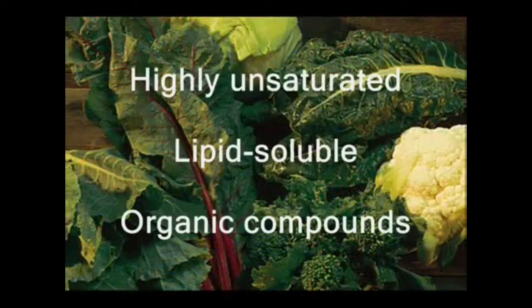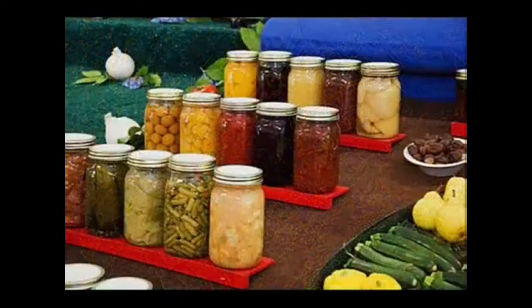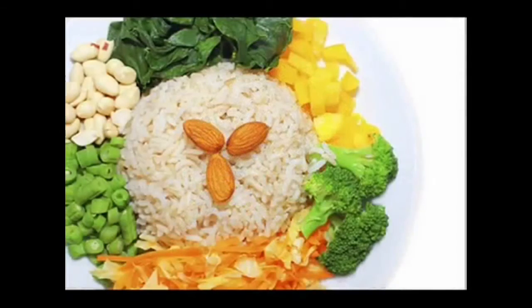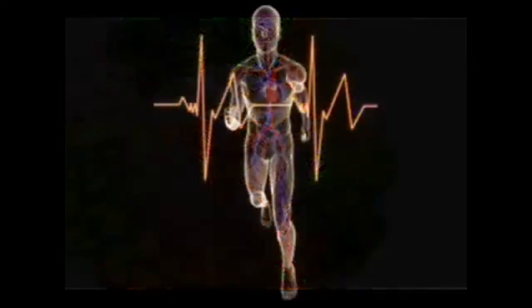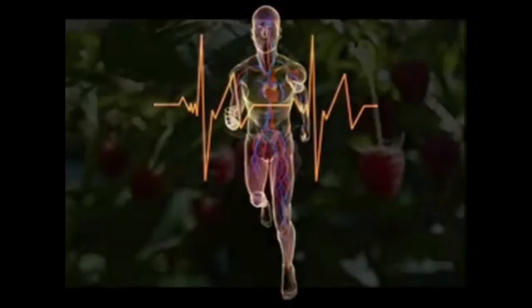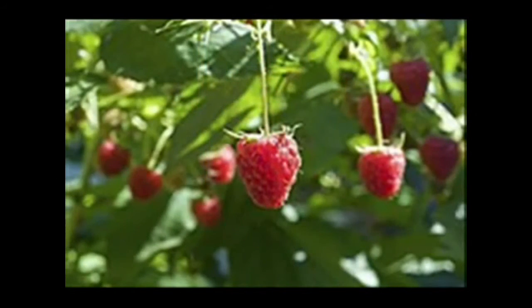These highly unsaturated, lipid-soluble organic compounds occur naturally in plants, as well as in some algae, fungus, and bacteria strains. And despite thousands of years of consumption, only recently have we truly begun to understand the diverse role that they play in human health. From cardiovascular and immune system support to healthy vision and respiratory function, carotenoids are teeming with compounds that have been shown to positively affect the quality of life.